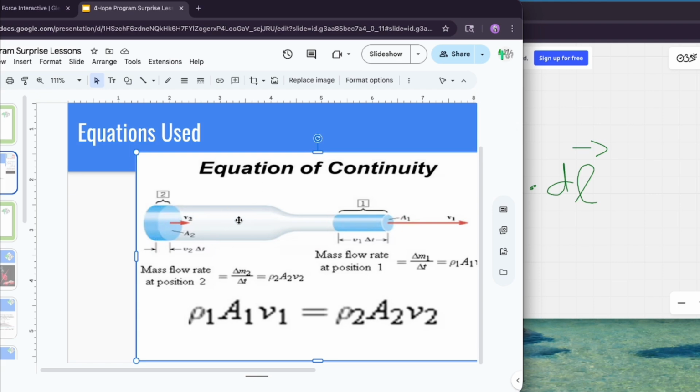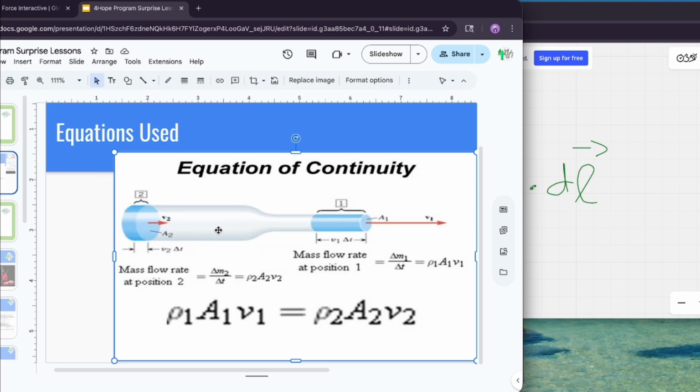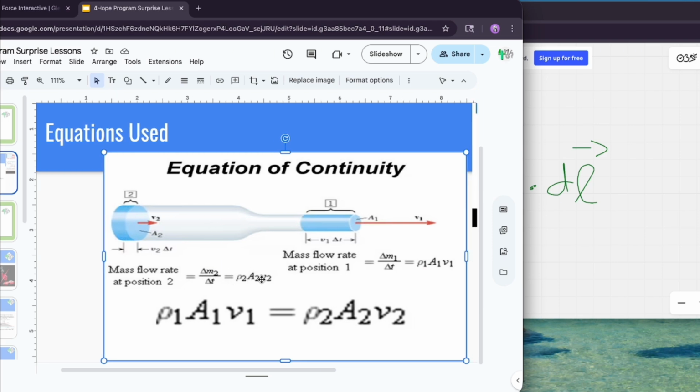If you're squeezing, let's say this is a hose, then the mass inside is going to decrease the volume, because density equals mass over volume. If the volume decreases, then the area decreases, and the positions will obviously change as well. So yeah, this is also good to note here.